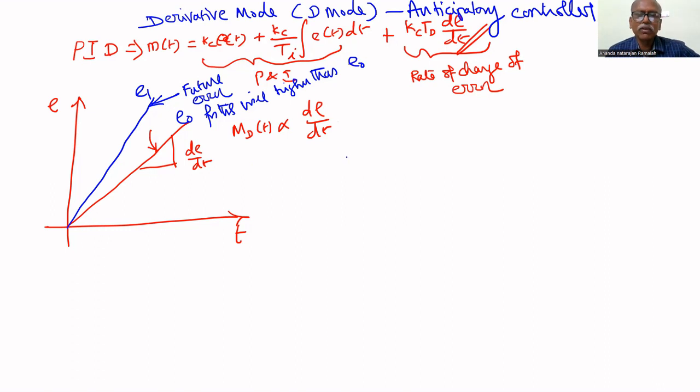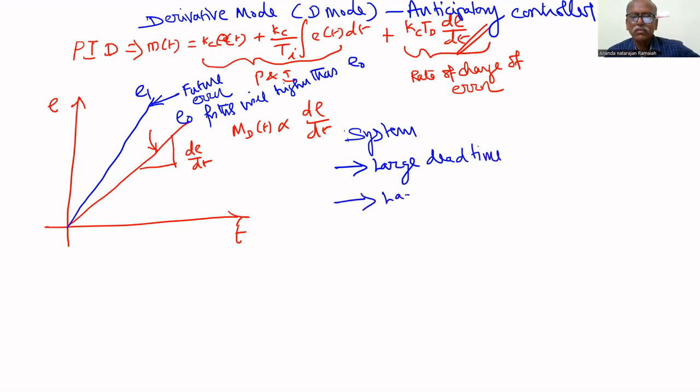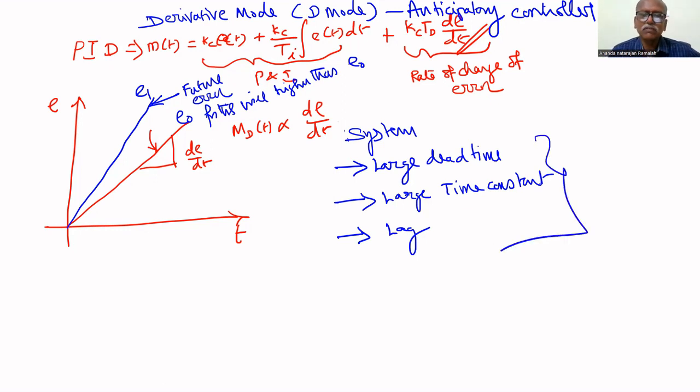Where will it be useful? Suppose the process has large dead time, and large time constant, and it has large lag. For these types of systems, an anticipatory controller is required.